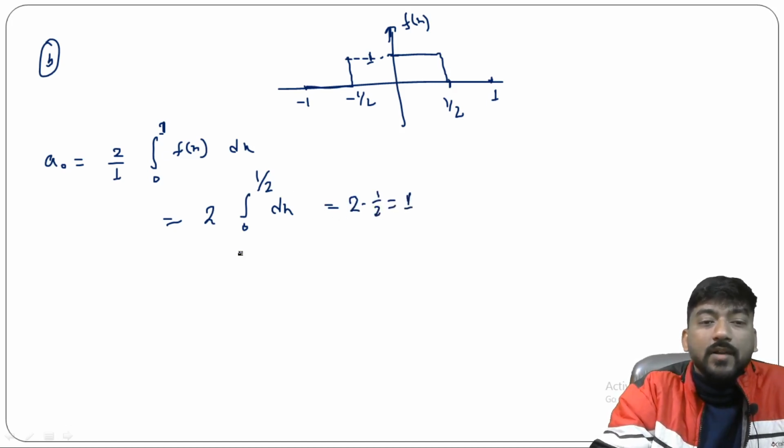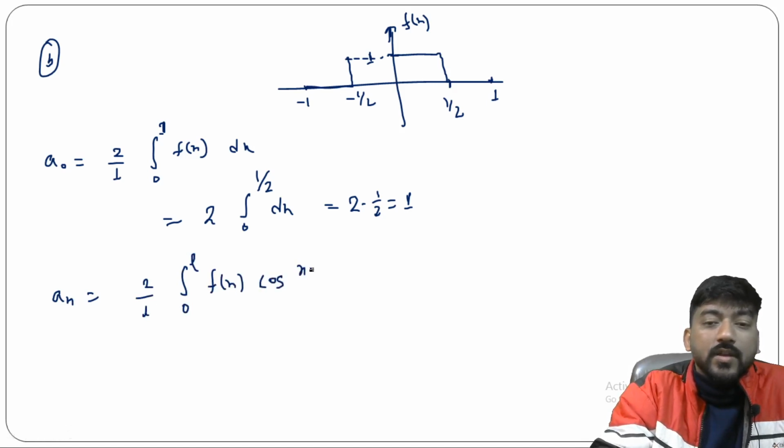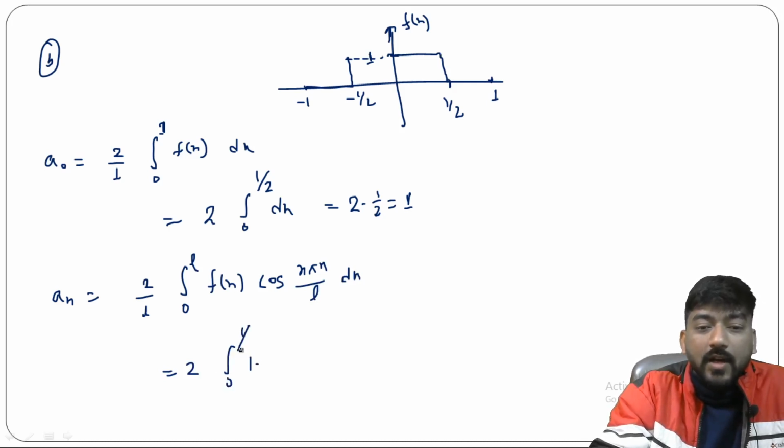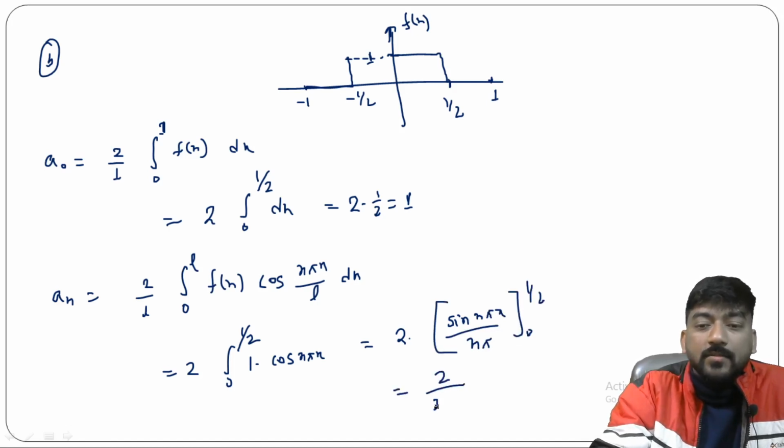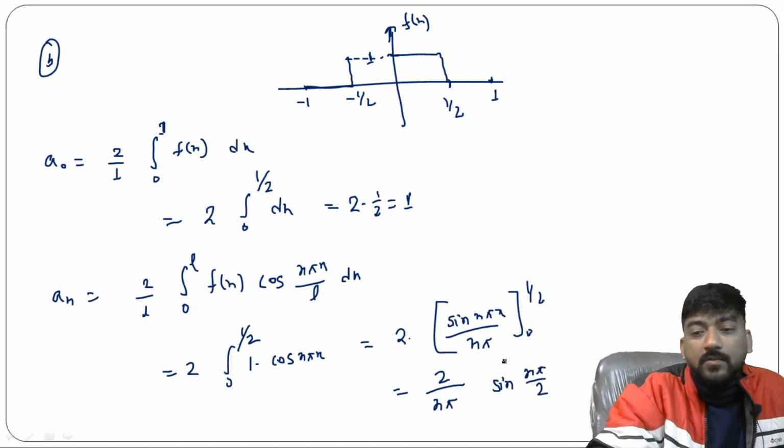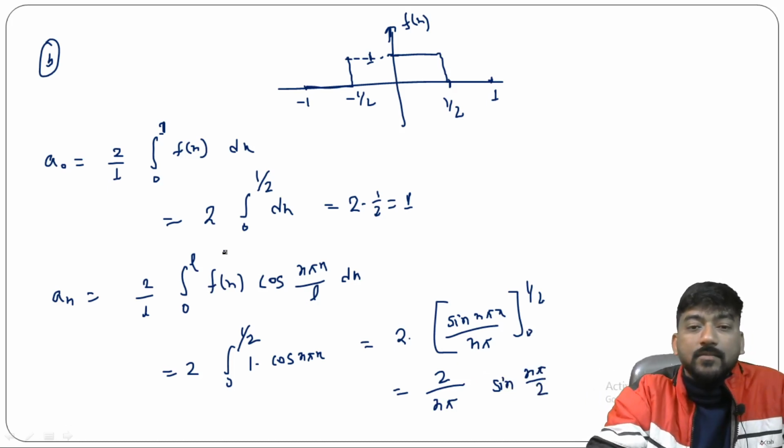So your a0 will be 1, and your an will be 2 upon L integration 0 to L, f of x into cos n pi x by L dx, and L is 1. So you will get 2 integration 0 to half, with f of x equal to 1, of cos n pi x. That will be 2 into integration of cos, which is sin n pi x divided by n pi, from 0 to half. So it will be 2 upon n pi into sin n pi by 2, putting x equal to half. Okay, thank you.